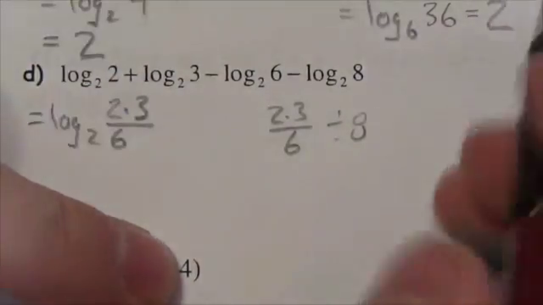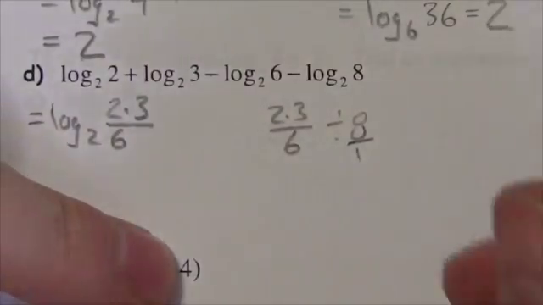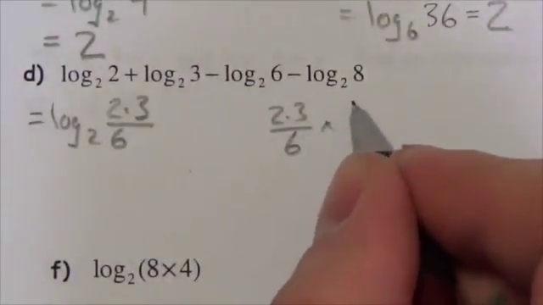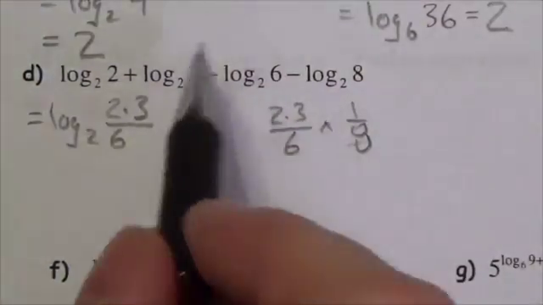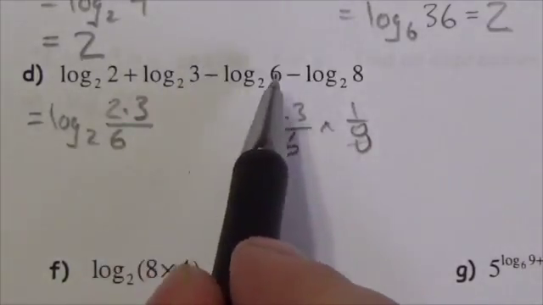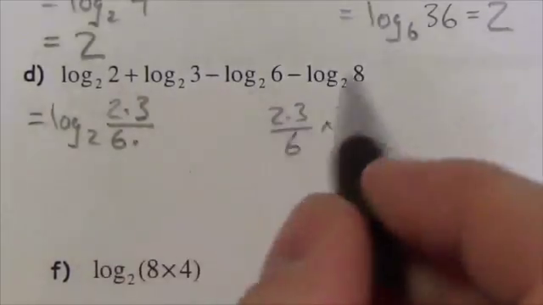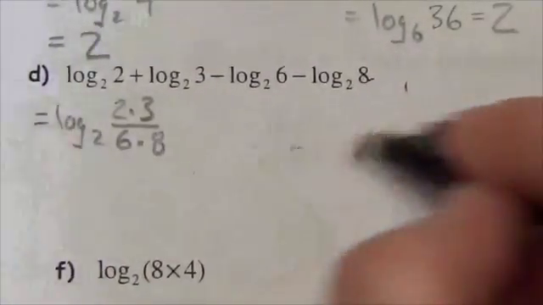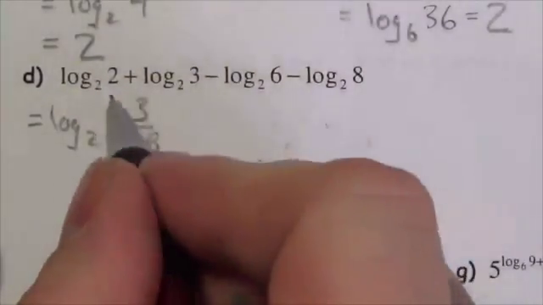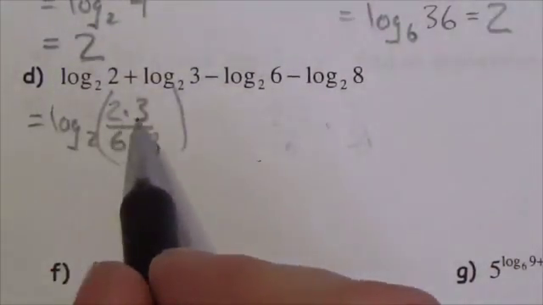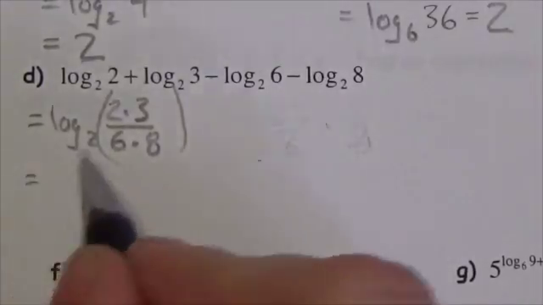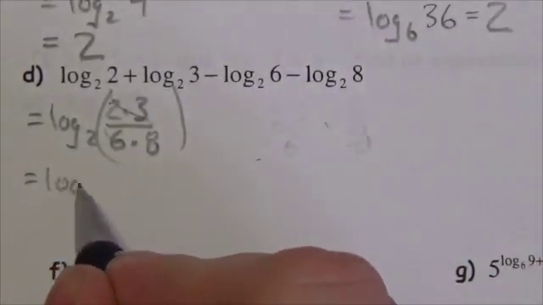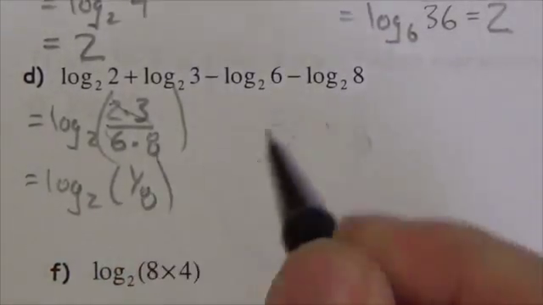Well, when I divide by 8, now think about that. That's like 8 over 1. Dividing by 8 over 1 is the same as multiplying by 1 over 8. So just like dividing by the 6 put the 6 in the denominator, this additional dividing by 8 puts it in the denominator. So what I'm left with here is this log base 2 of 2 times 3 divided by 6 times 8. Now, the 2 times 3 is going to become 6, which will cancel with the 6 there. So this becomes the log base 2 of 1 over 8.